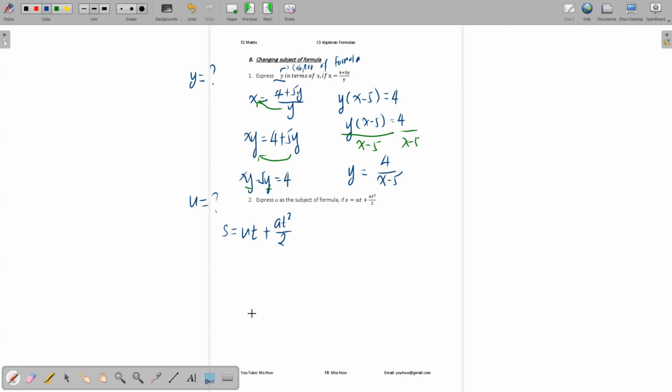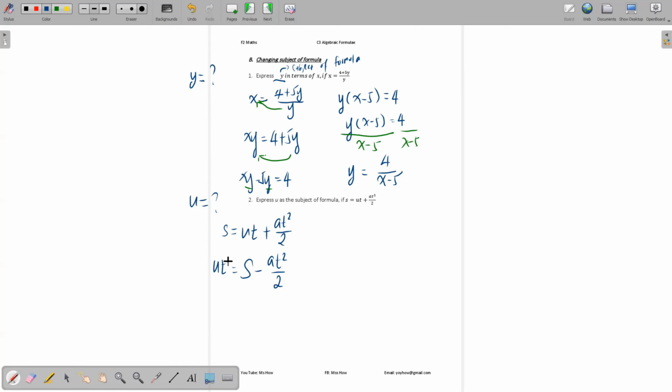All right, so in this case, what we do here is, let's see, we move our ut to a side first, okay, because why? Okay, we want to remember what I said. The one you want to be the subject of the formula, you always put on the left hand side first. Okay, so we have ut equals to, we move this one, so s minus at squared over 2.